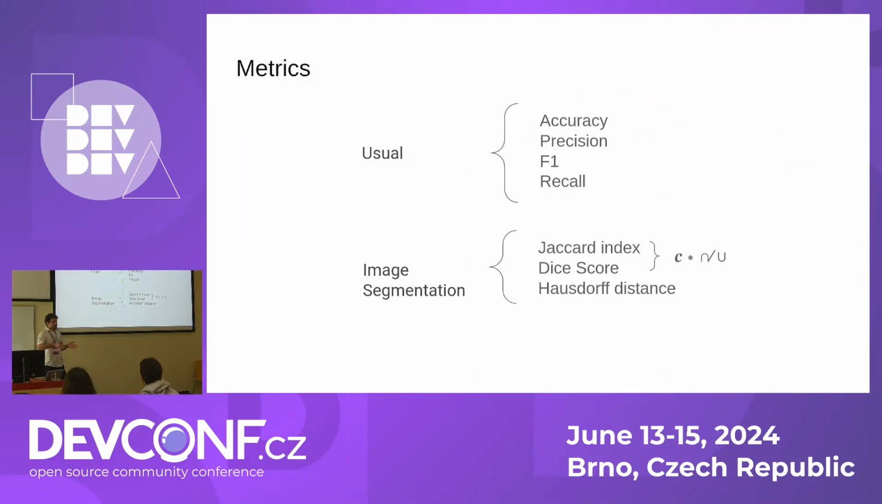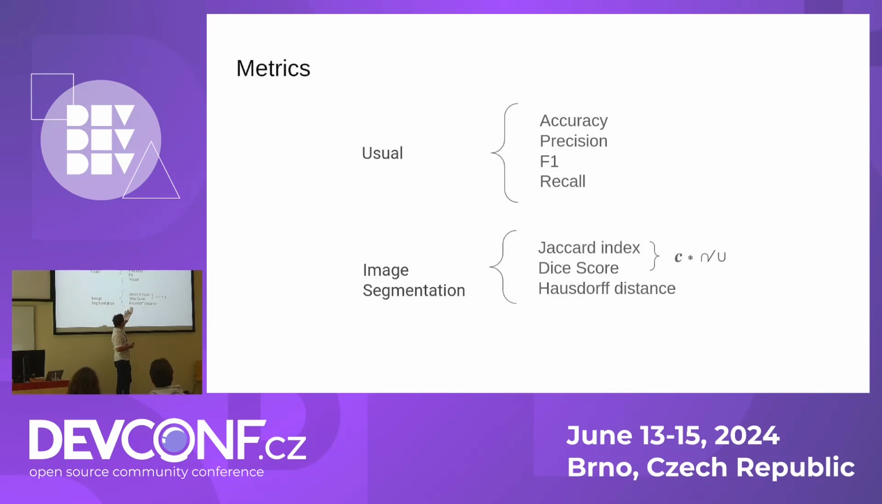And when we talk about the segmented image, we need to have ways to measure how good our output is. And usually, when we talk about AI, what we have is that set of 4 metrics: accuracy, precision, F1, and recall. But when we go to our image segmentation task, these 4 metrics are not that good. They are more supporters than a measure of the quality of our model. What we have instead is the Jaccard index, the Dice score, and the Hausdorff distance.